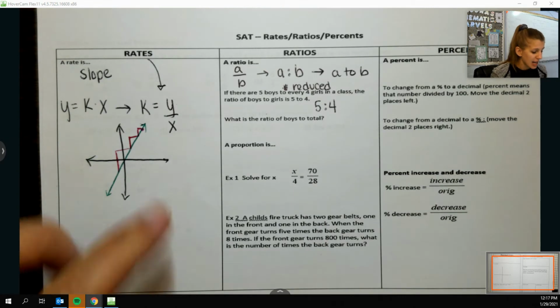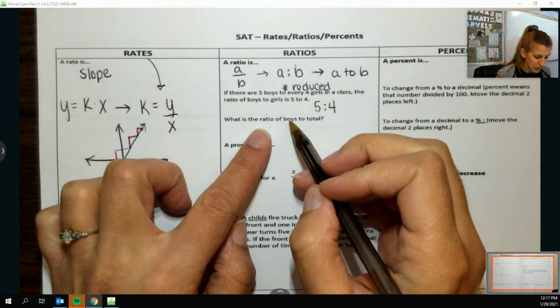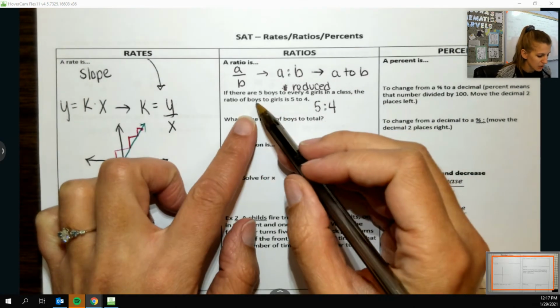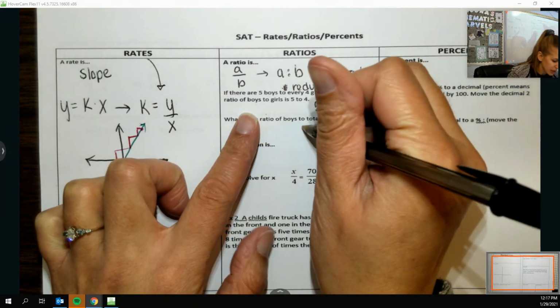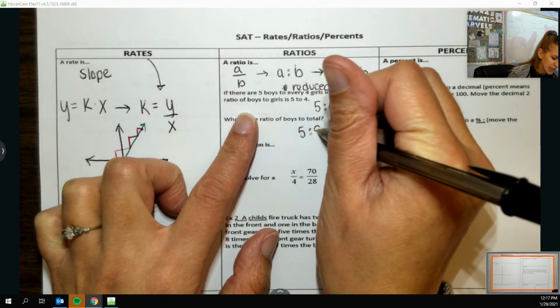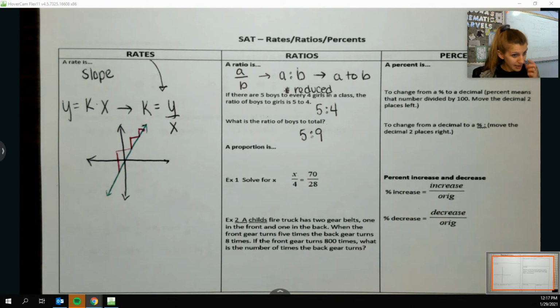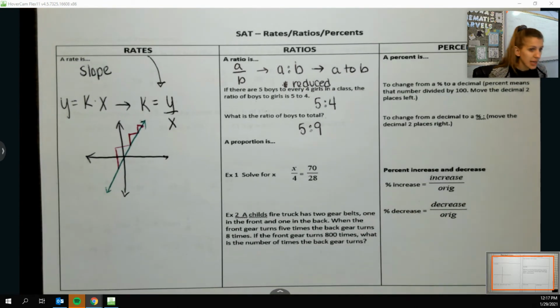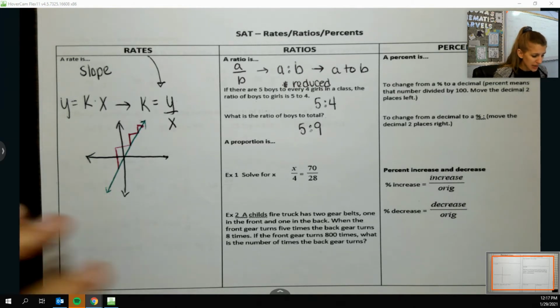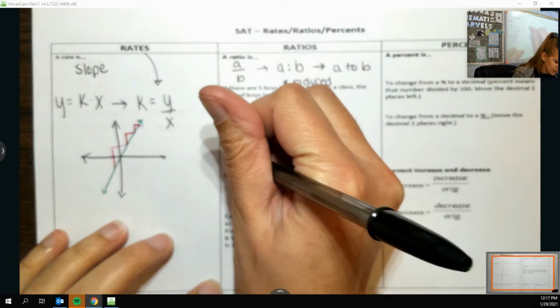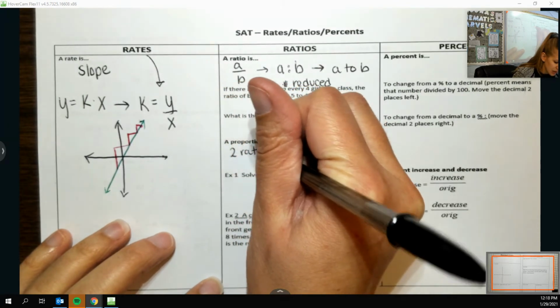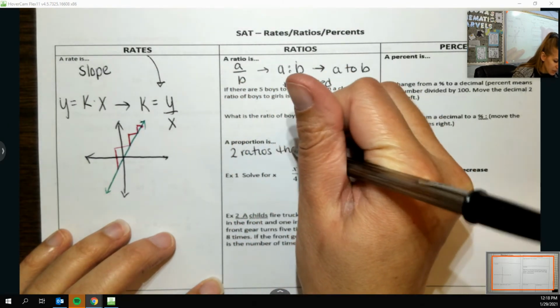Okay. Another way we could write a ratio is ratio of boys to total. And so boys to girls was 5 to 4. And assuming there are no more, it would be 5 to 9 like that because the total is 9. Now, a proportion is also an important thing to talk about when we have ratios. And that's just when I set 2 ratios equal. So 2 ratios that are equal.